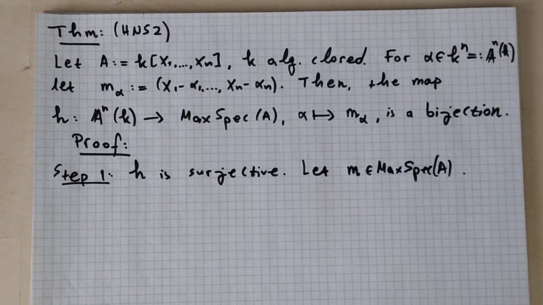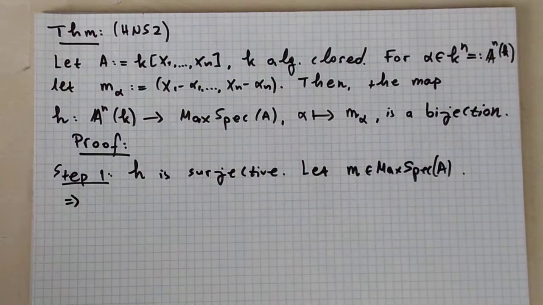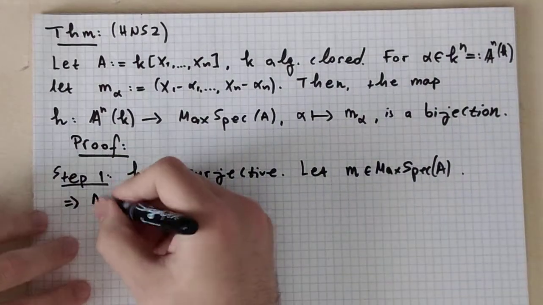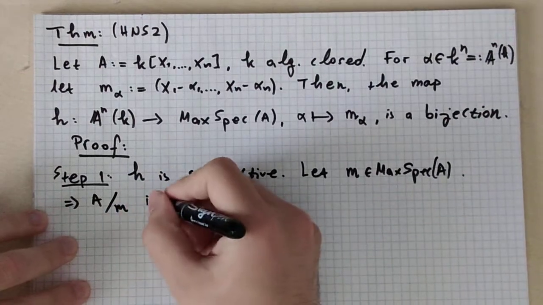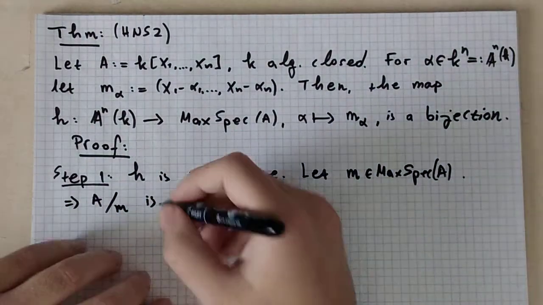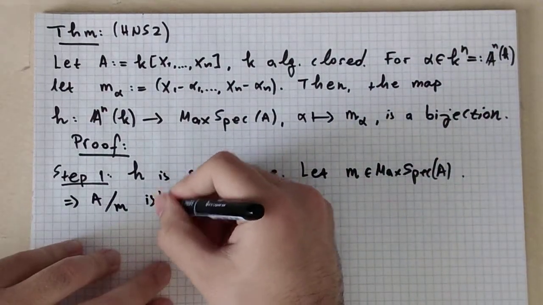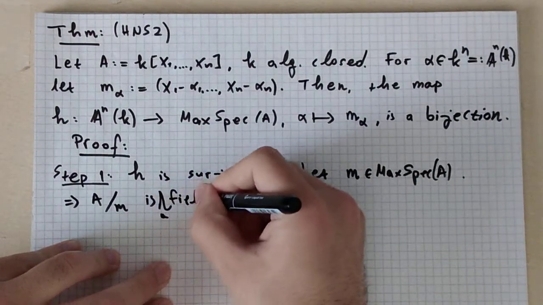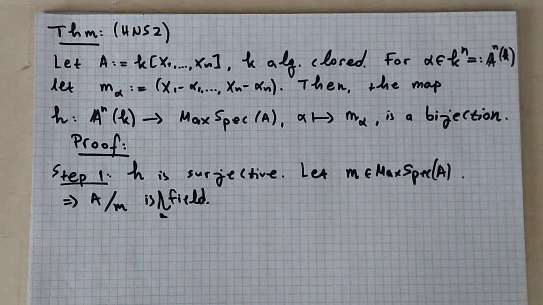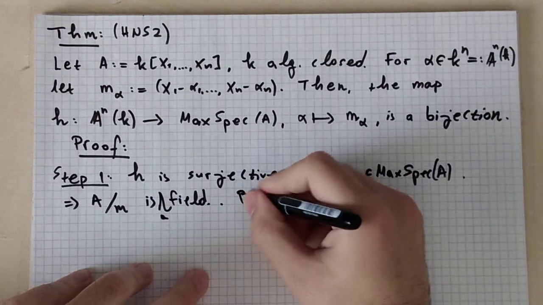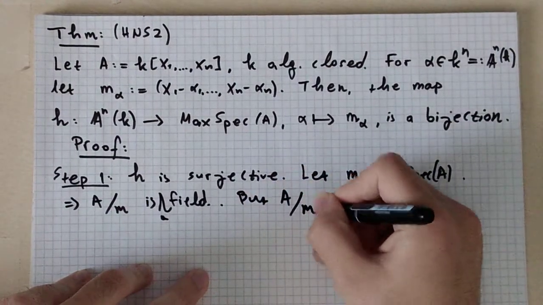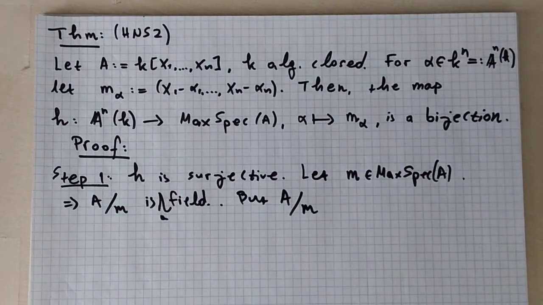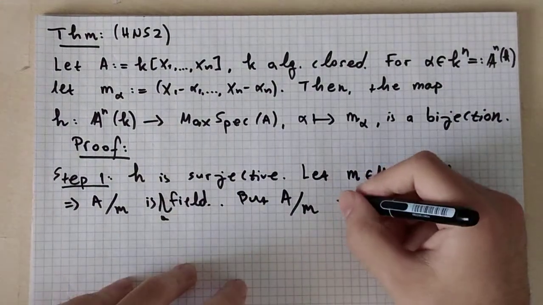Okay, and of course this implies that if I divide by M, then I'm getting a field. This is a field. Okay. Now, alpha modulo M is also, I claim, a finitely generated K algebra.